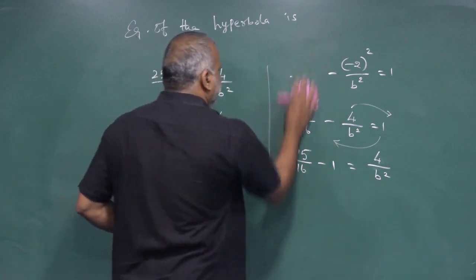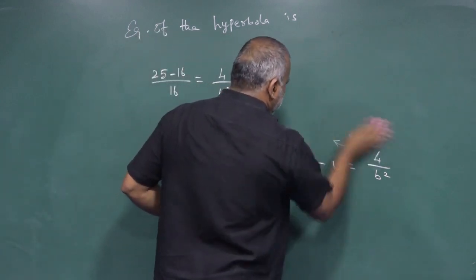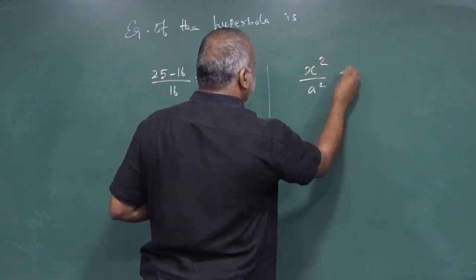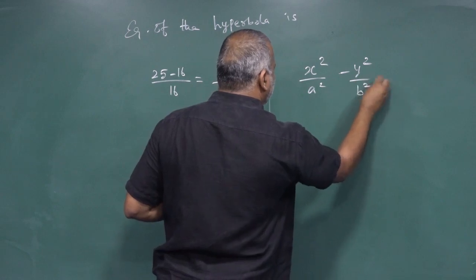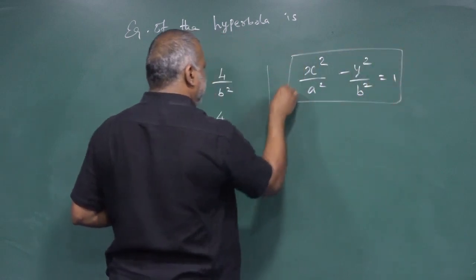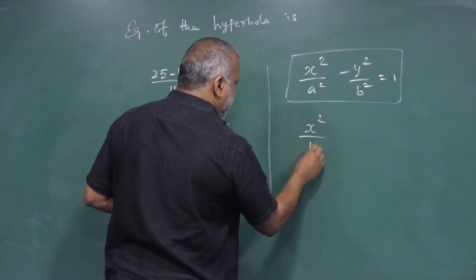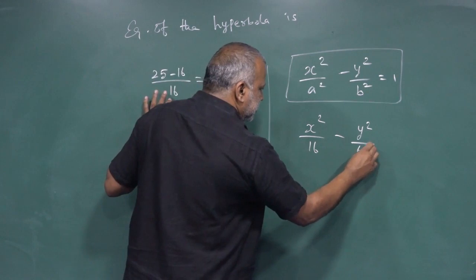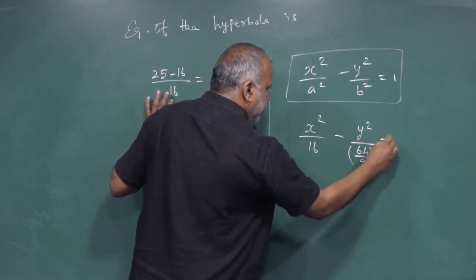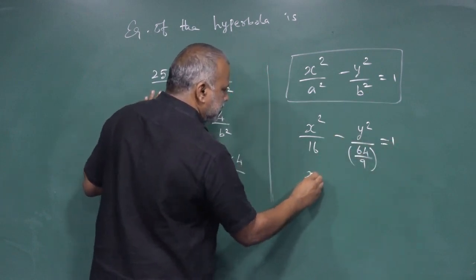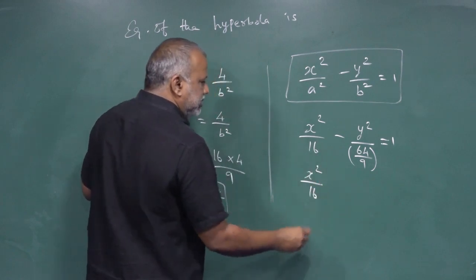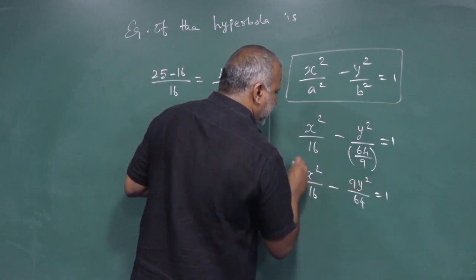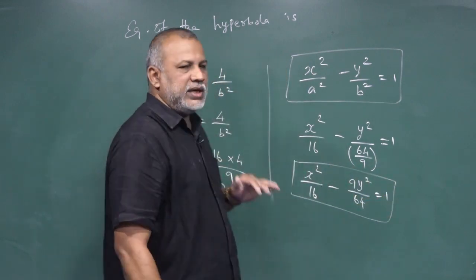Therefore, the required equation of the hyperbola is, as we already worked out, x squared by a squared minus y squared by b squared equal to 1. This is the required equation of the hyperbola. Here a squared equal to 16, minus y squared divided by the value of b squared, which is 64 divided by 9, equal to 1. Taking the reciprocal, x squared by 16 minus 9y squared by 64 equal to 1. This is the required equation of the hyperbola.